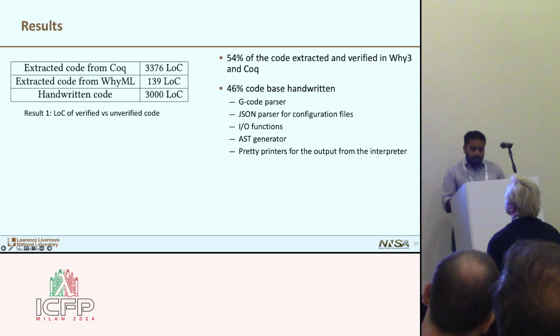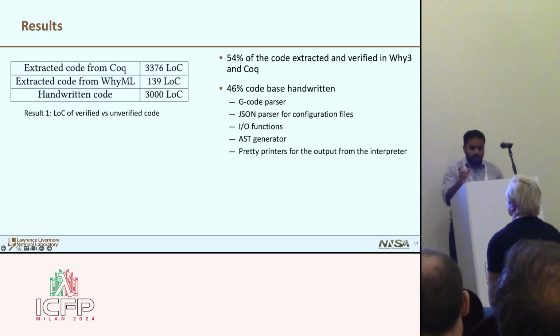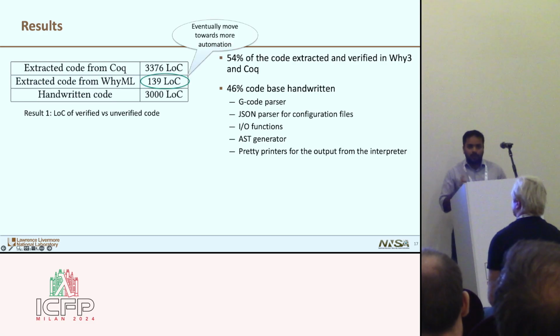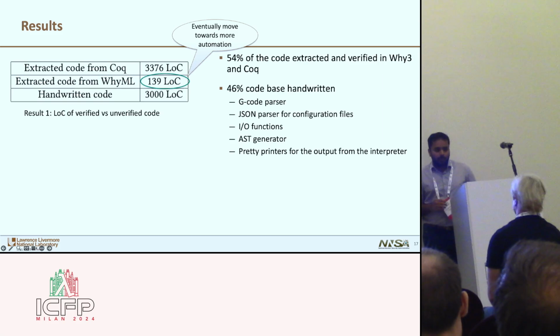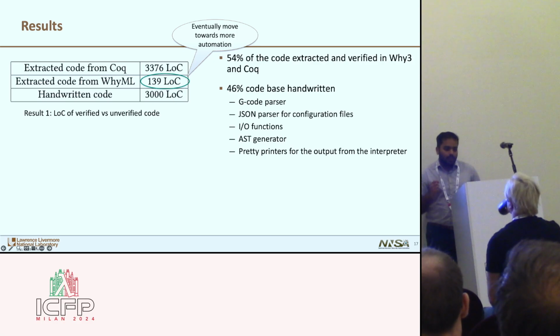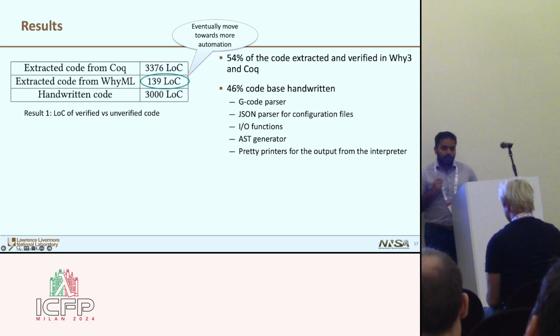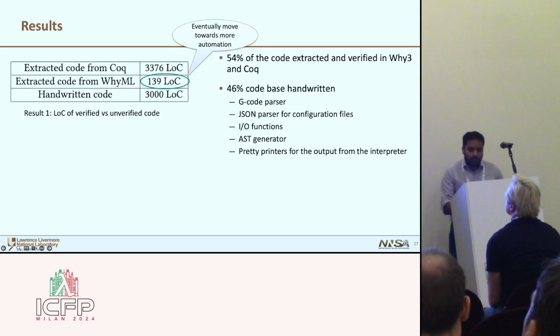If you look at the table, the other thing that you might notice is that the number of lines of extracted code in WhyML is much less than Coq, which means that we had to do a lot of manual verification. But that was because of the limitation of the library in supporting, especially, floating point arithmetic. We communicated that with the Why3 developers, and they said that they will try to resolve the issue in the next versions of Why3. Once that is up, we plan on migrating as much of the code to WhyML as we can, so that we can get more automation out of that.